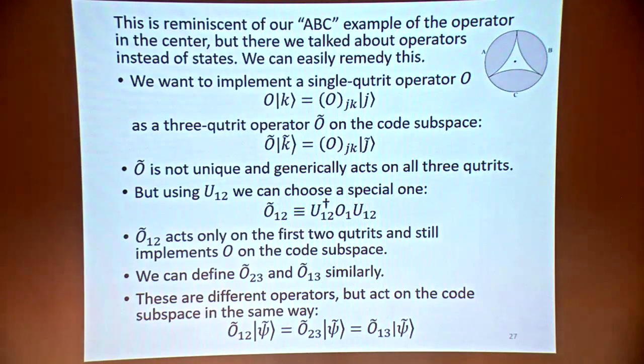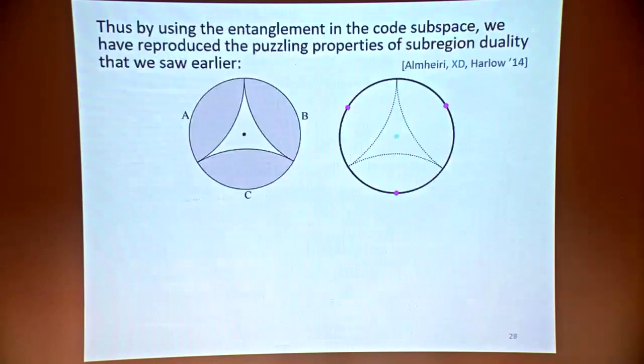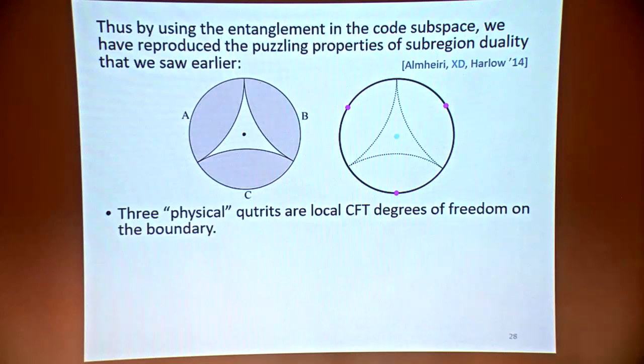This is what happens in AdS/CFT in the previous ABC example. So by using entanglement in the code subspace, we have precisely reproduced the kind of puzzling properties of subregion duality that we saw earlier. So this is the picture we had earlier. Now I'd like to write the qubit model in this way. In particular, the three physical qubits that I'm sending to you actually by mail are the local CFT degrees of freedom on the boundary. So they correspond to A, B, and C on the boundary.